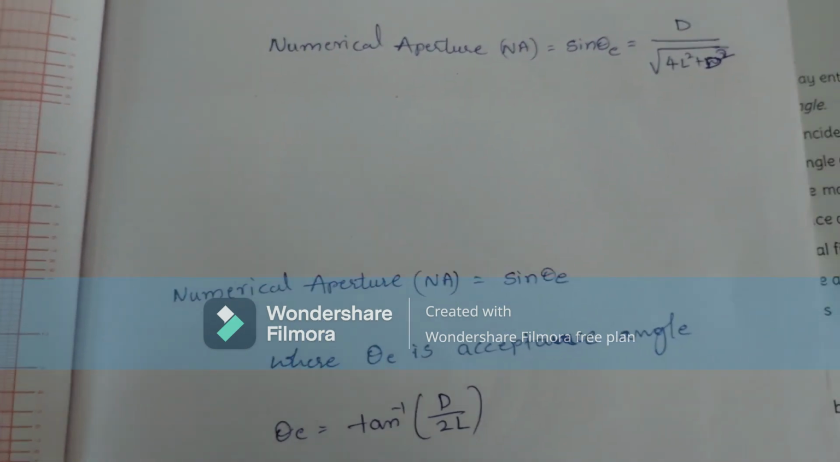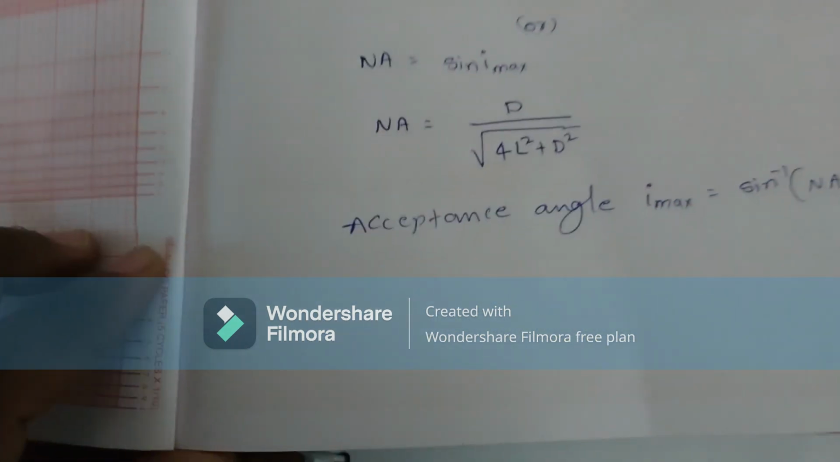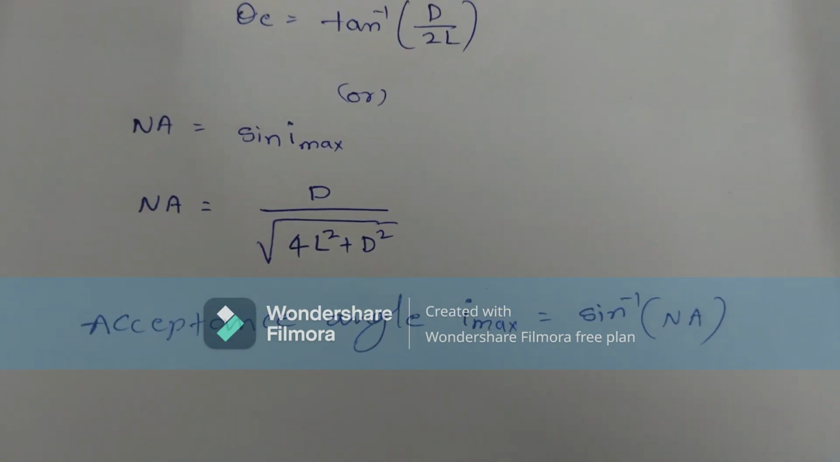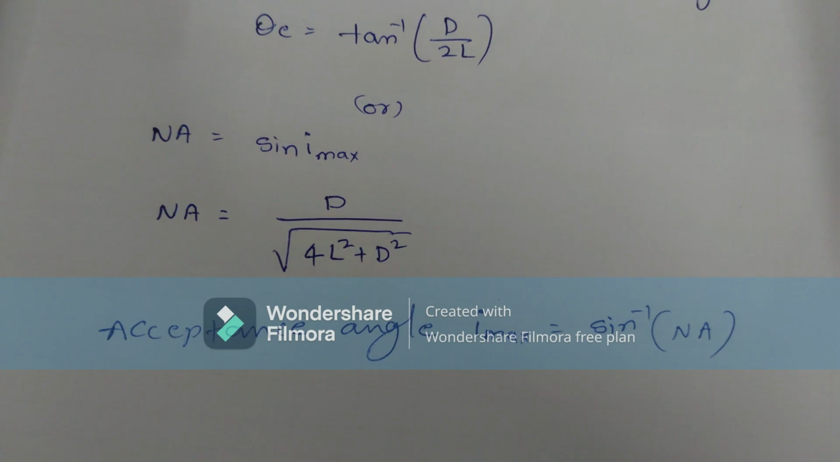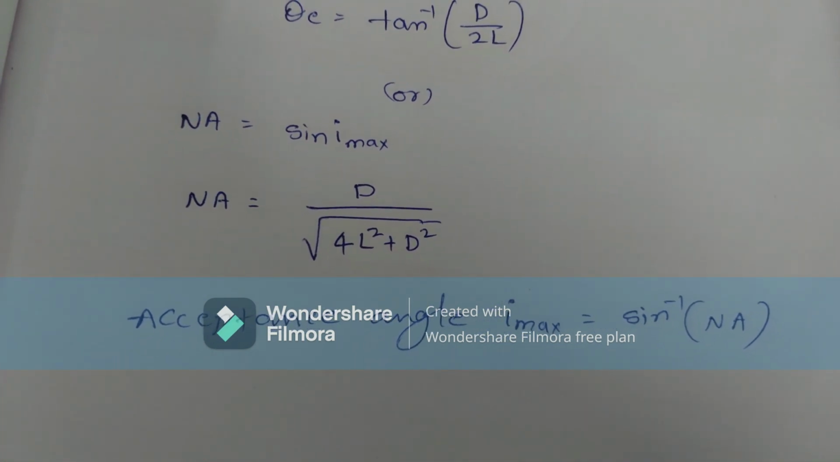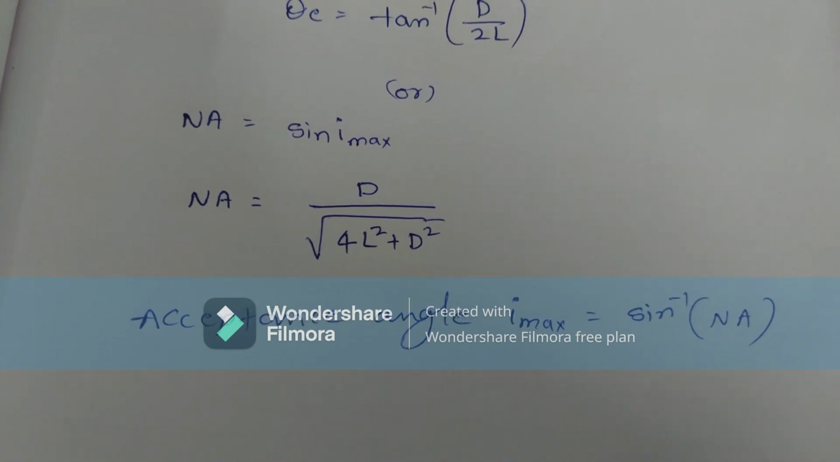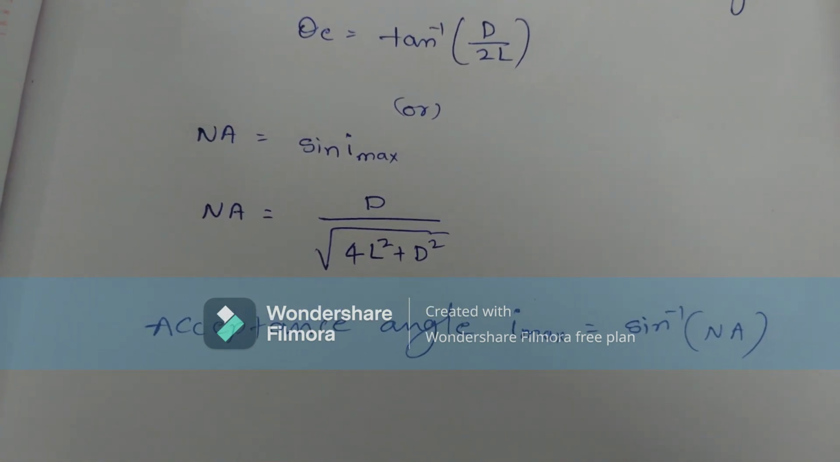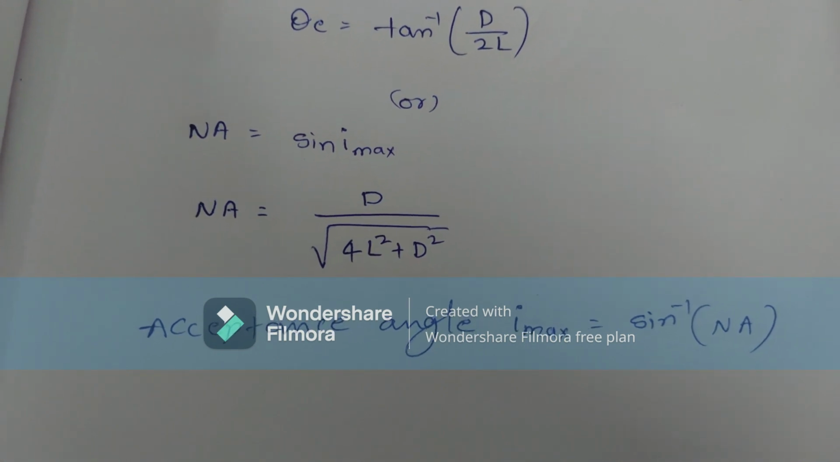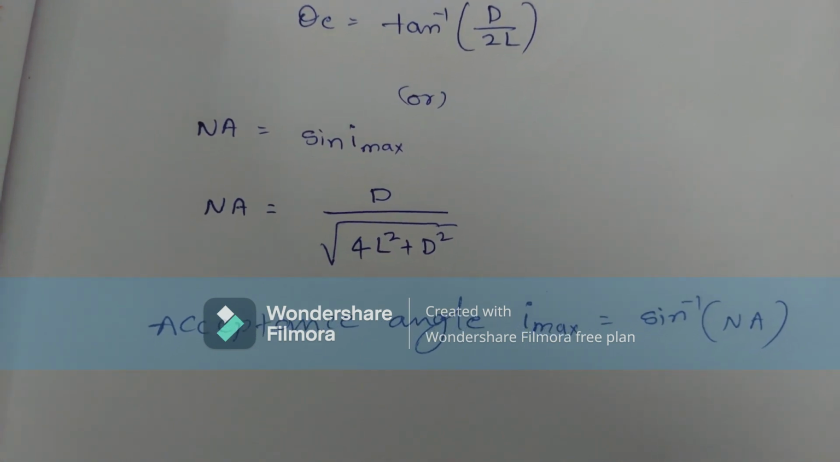There is another method to calculate the numerical aperture and acceptance angle. Numerical aperture is equal to d by root over 4l square plus d square, and thereby acceptance angle can be calculated as theta maximum is equal to sine inverse of numerical aperture.